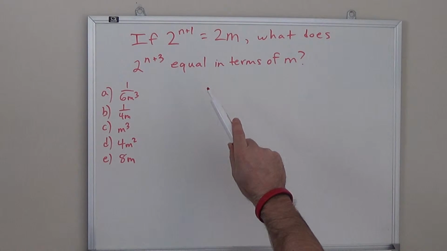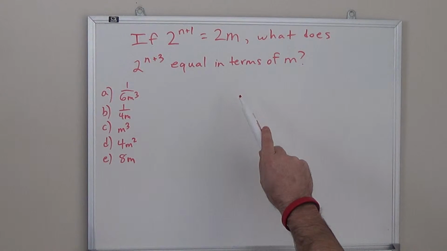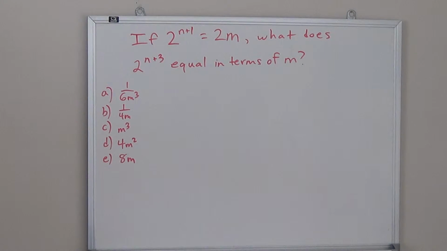If 2 raised to the n plus 1 equals 2m, what does 2 to the n plus 3 equal in terms of m? Because a lot of you guys have already seen this one, I think we will not pause the video and we'll just get right into it. So this was actually the last question, which would mean they think it's fairly difficult, which it is.